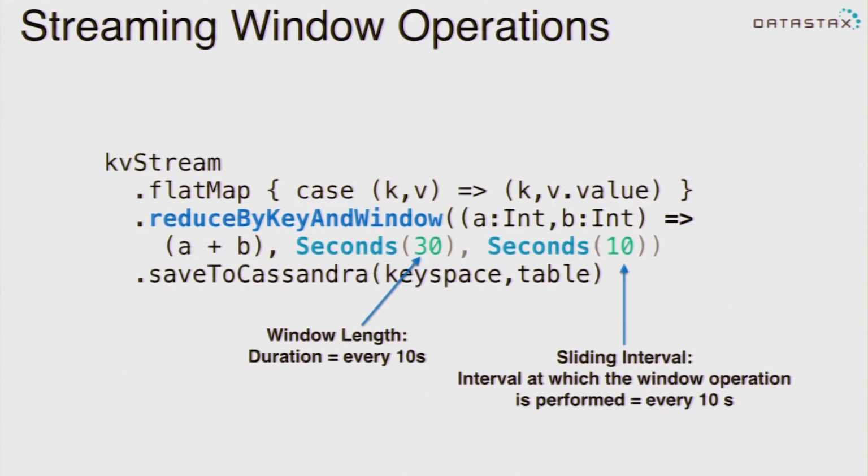There are a lot of streaming window operations that you can do as well. This is a very, very basic one where I'm trying to reduce the last 30 seconds of data every 10 seconds. So I set up my window length, which is the duration, and then I set up my sliding interval, which is the interval at which the window operation is performed, every 10 seconds. When I'm done with the computation, every interval, I save that data to the particular keyspace in a Cassandra table. Again, very concise.